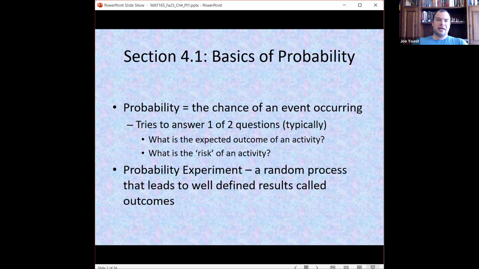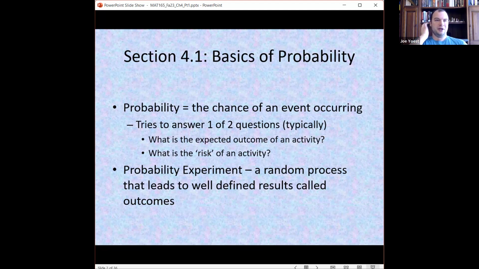So we're switching now to the building the mathematical structure part. And the first part of this is chapter 4, talking about probability, 4.1 talking about the basics of probability. So probability, roughly speaking, is the chance of an event occurring. And we're typically trying to answer one of two questions.